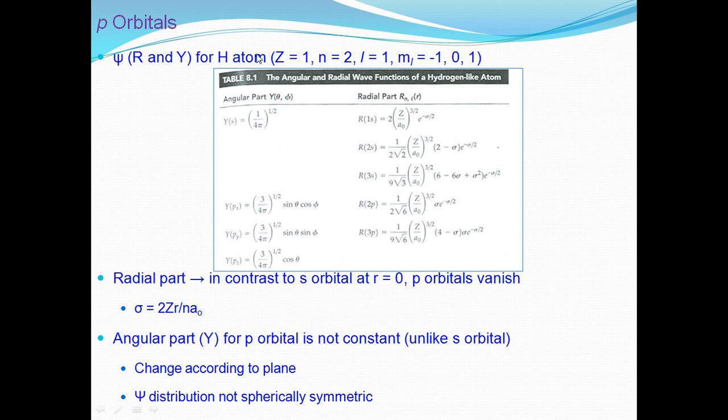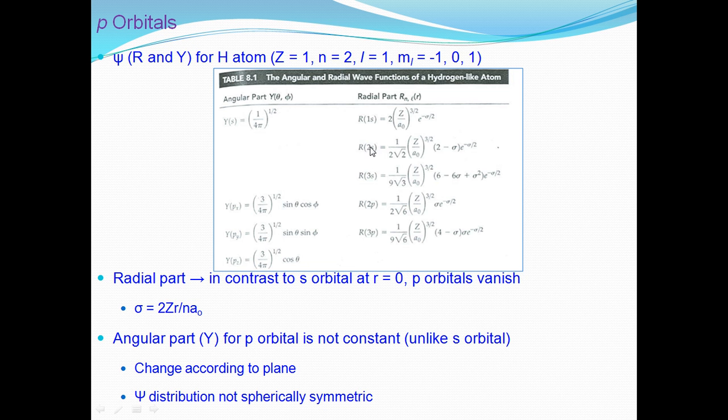What about p orbitals? You have p orbitals when l is equal to 1, and there are 3 values, or 3 types of p orbitals, as defined by the different values of ml. This table here is showing us what the wave functions are, both the angular wave function and the radial wave function. For the s orbitals, the angular wave function is the same, but of course the radial wave functions differ depending on the value of n.